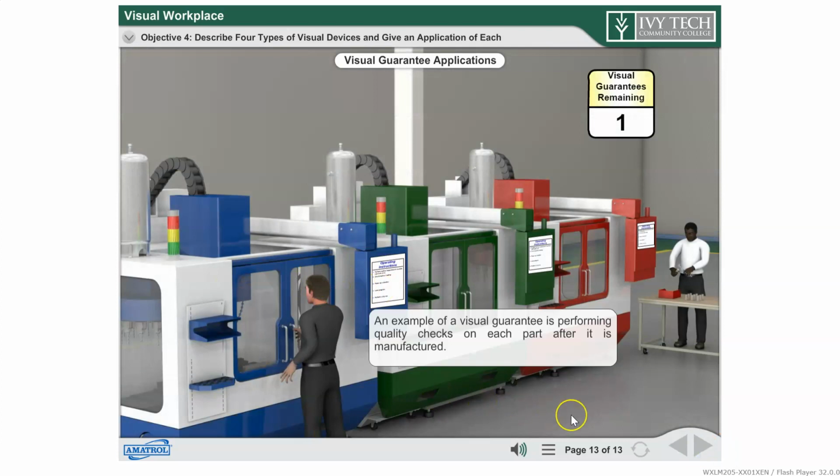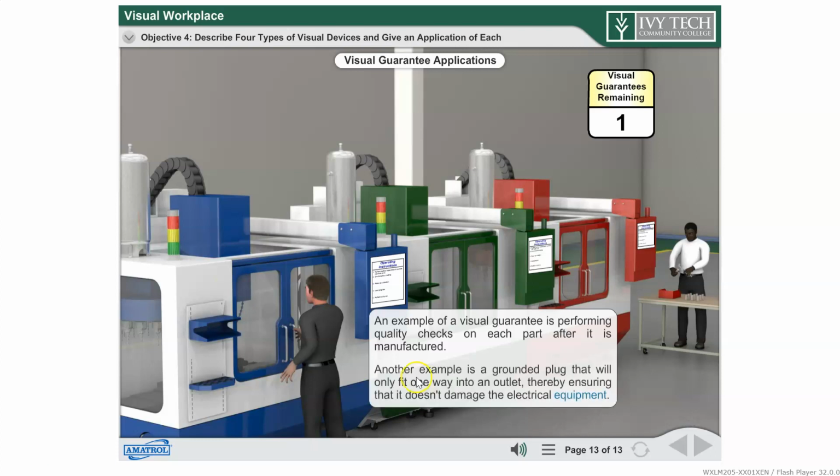An example of a visual guarantee is performing quality checks on each part after it is manufactured. Another example is a grounded plug that will only fit one way into an outlet, thereby ensuring that it doesn't damage the electrical equipment.